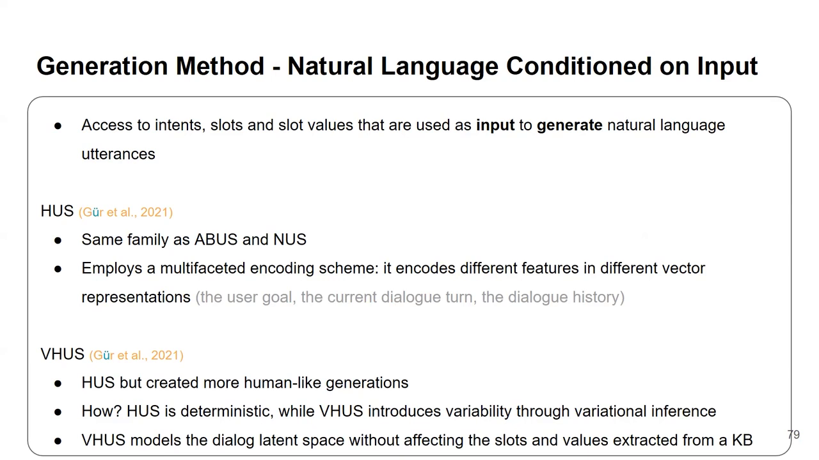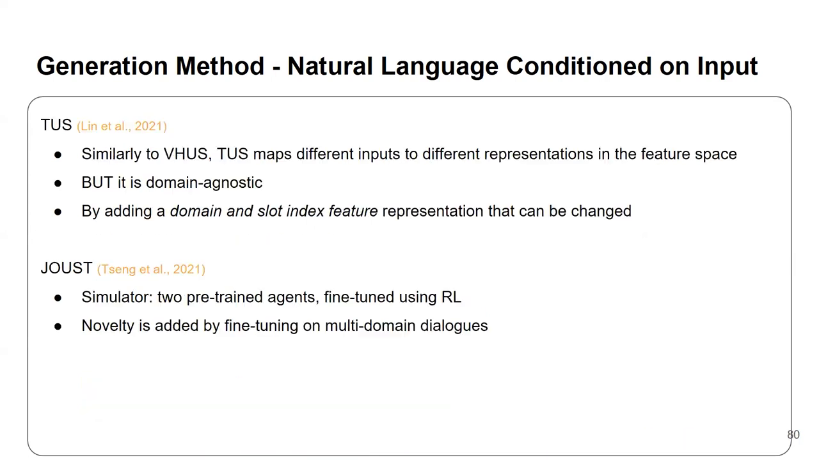But what they do is they take the input, which is again entities, slots, and values, and it doesn't just encode them into one vector, but it takes different features. So all of these different parts of the input, it encodes them into different feature representations. And it shows to have a better performance. And variational HUS, it also has a latent space, which helps in generating more variety into the dialogues.